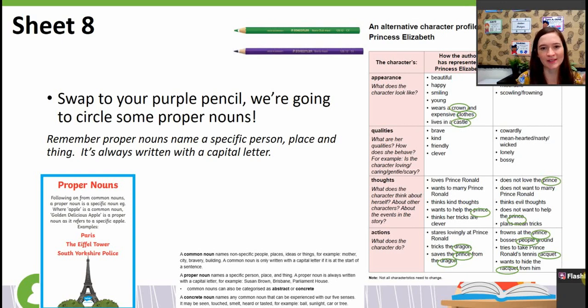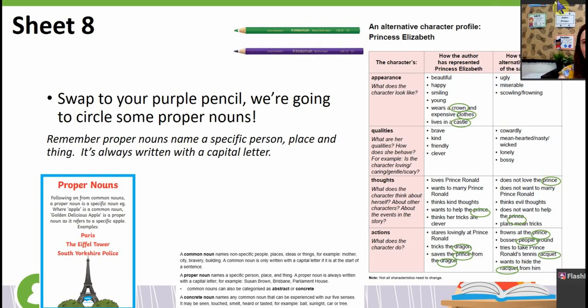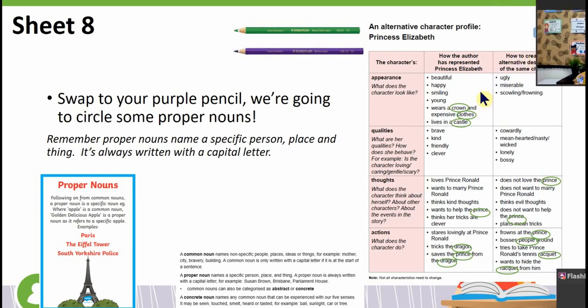So proper nouns are a little bit easier to find because they've got what letter at the beginning? What kind of letter? A capital letter. Well done. So let's have a look here. How has the author represented Princess Elizabeth? Can you see a proper noun there? Circle it with your purple pencil. Where's, oh, there it is, Princess Elizabeth. So give that a circle.